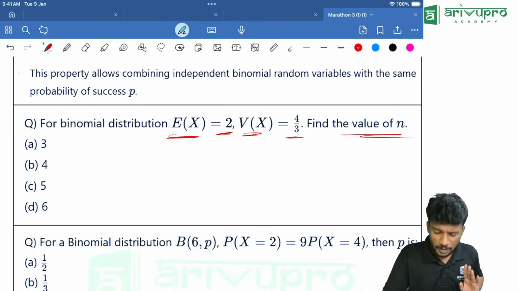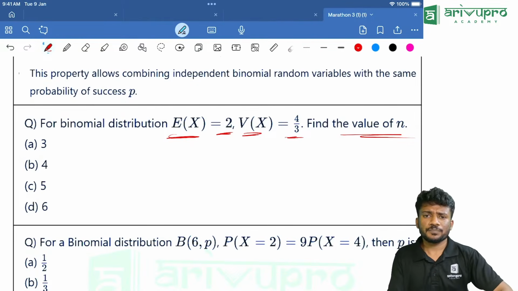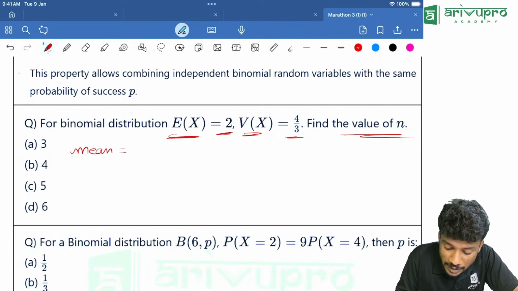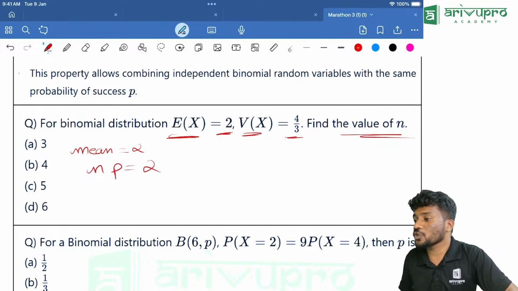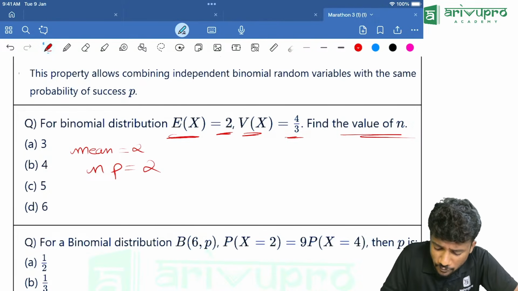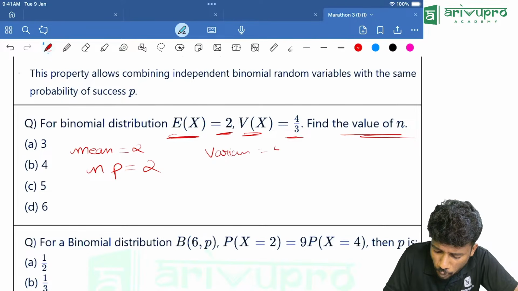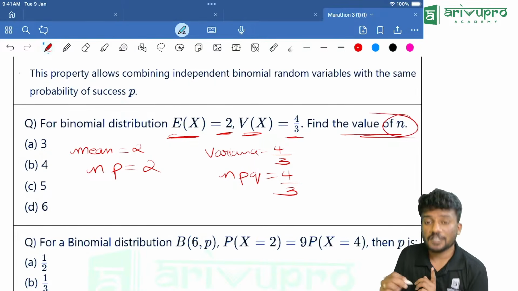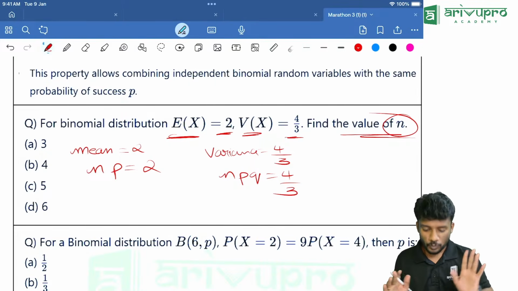What is given over here? E of X is nothing but our mean. Mean is given as 2. That means N into P is equal to 2, as per the question. Then what else is given? V of X, the variance, is 4 by 3. We have a formula for variance, NPQ, so NPQ is equal to 4 by 3. Now, what do you need to find? We need to find N.